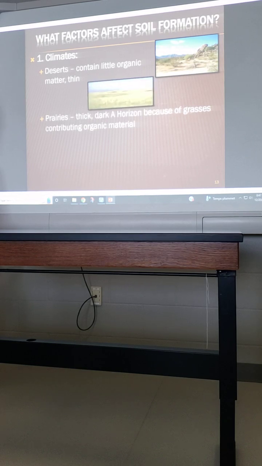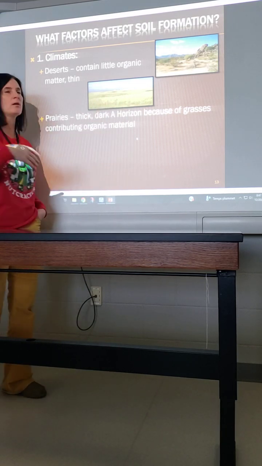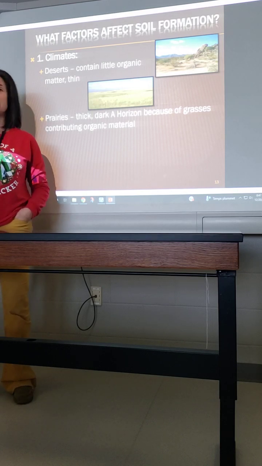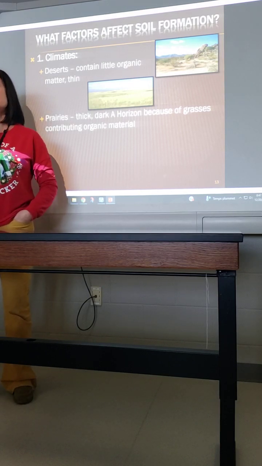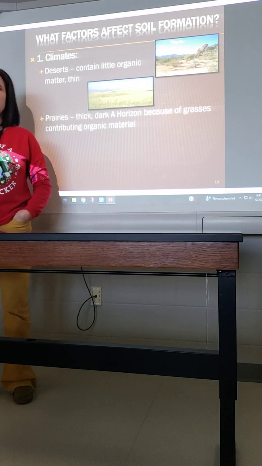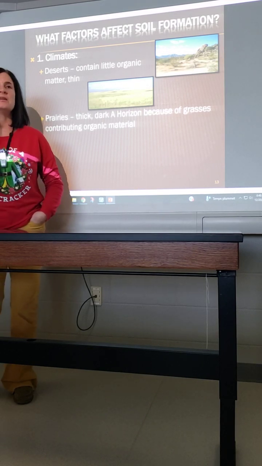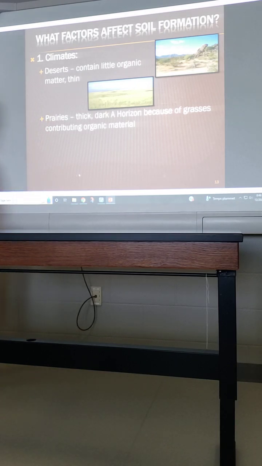Now prairies are going to have thick, dark A horizons because the grasses contribute a lot to organic material. So obviously you can see at some point all of this grass is going to go through its natural life cycle and die. Then when it dies, it is going to start to decay, and eventually over time, that decayed grass material is going to join up with the current soil and help feed the next generation of these grasslands or prairies.